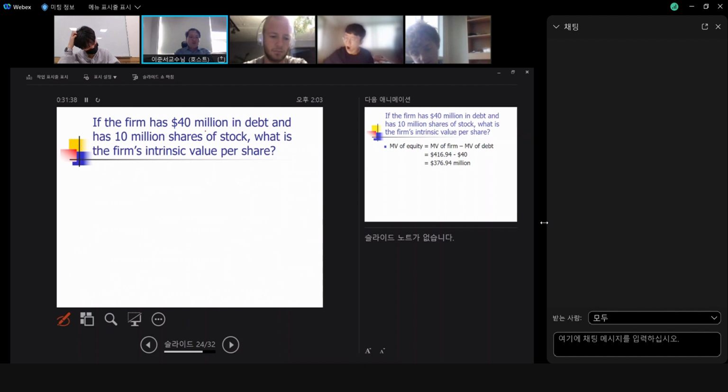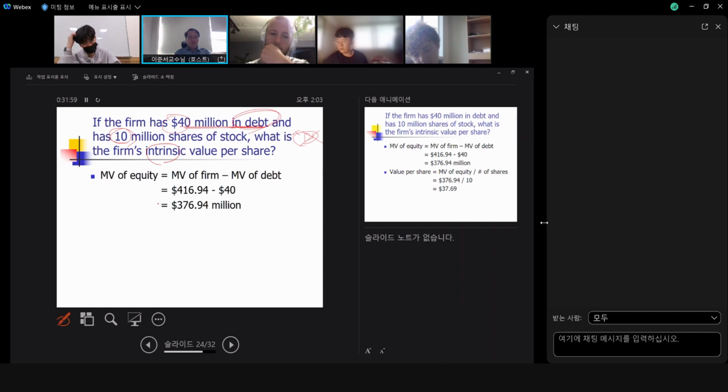If the firm has $40 million in debt and there's no preferred stock, so we don't have to think about the preferred stockholders value, only think about the debt holders value, bondholders value. So if we assume the $40 million in debt and 10 million shares of stock, then what's the firm's intrinsic value per share? Then the market value of equity, the total entire one, is 416.94, and the market value of debt is 10% of this one. This is the $40 million.